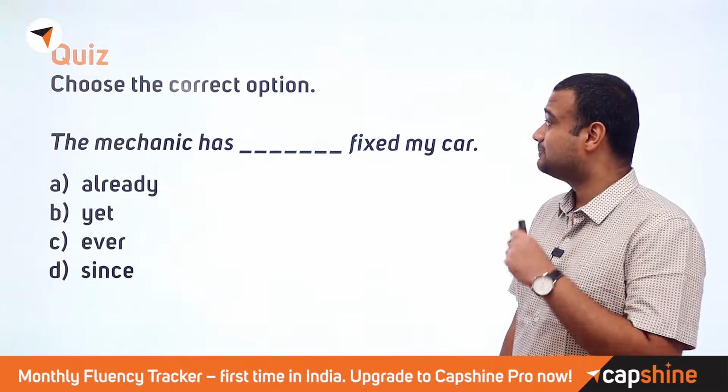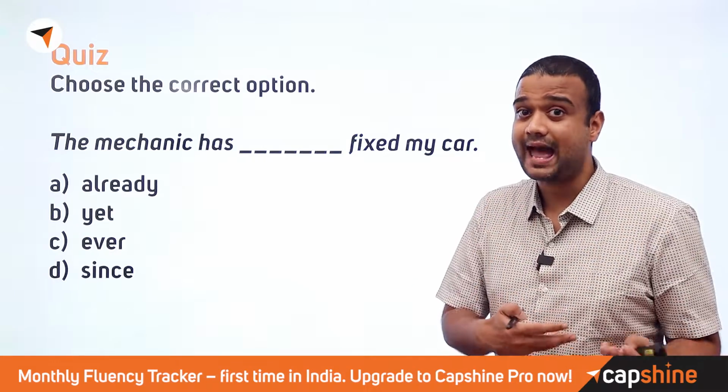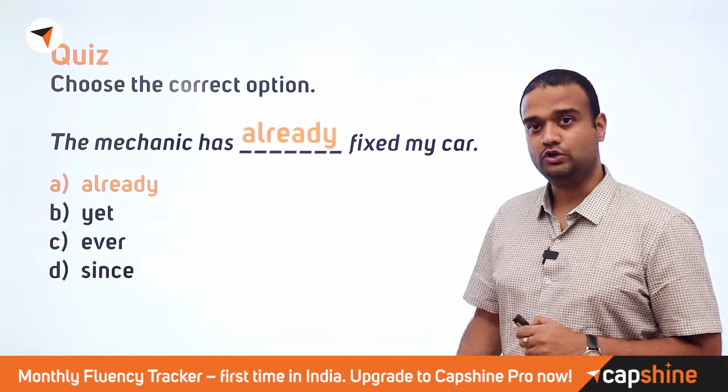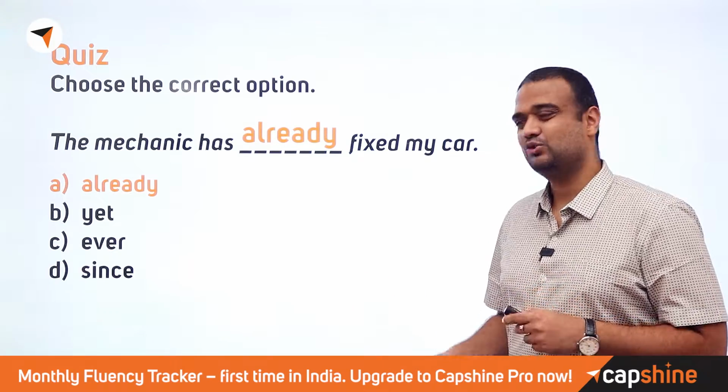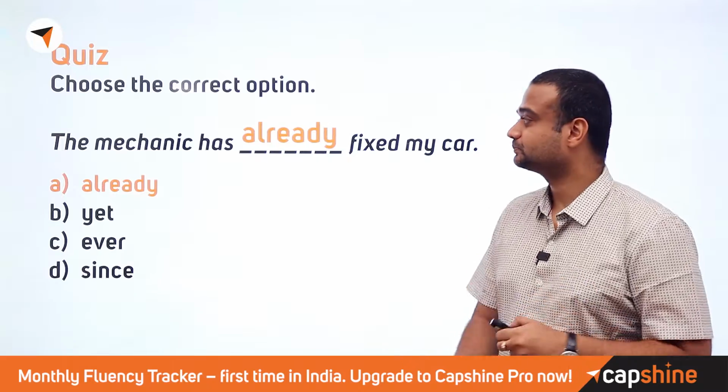The mechanic has blank fixed my car. So sometime in the past, it's already happened, right? So in this case, you would use already. You cannot use never or ever because it really doesn't make sense.